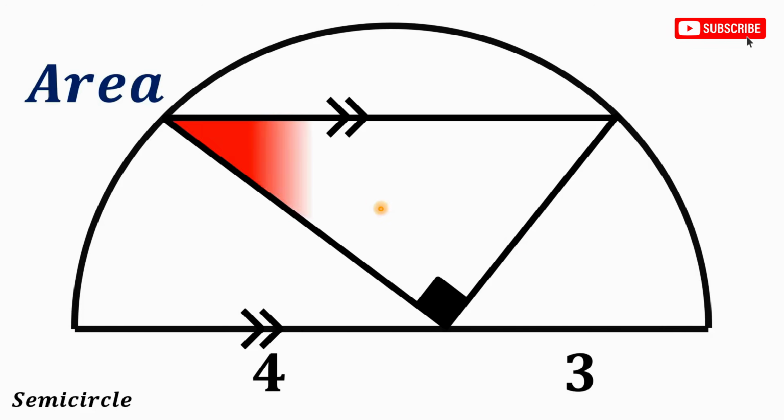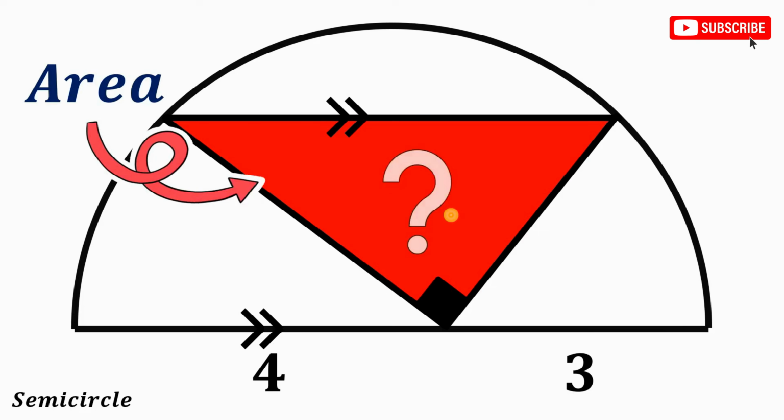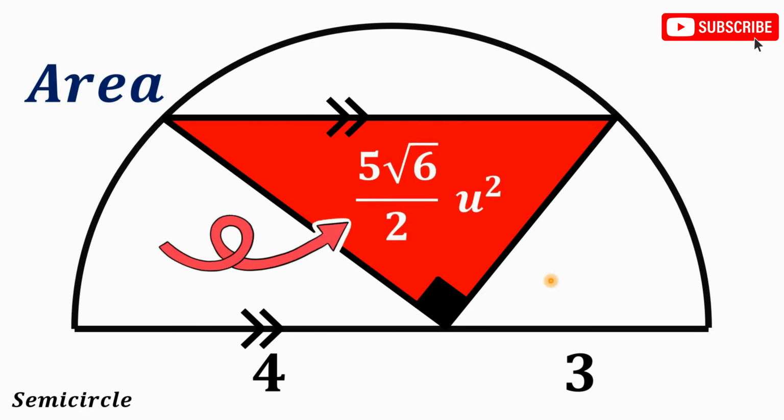Now, let's color this triangle red. And the question is, what is the area of this triangle? Now, pause this video right now and see if you can answer this question, because I will show you the answer and the solution in 3, 2, 1. Alright, the answer to this question simply equals 5 times square root of 6 divided by 2 square units.